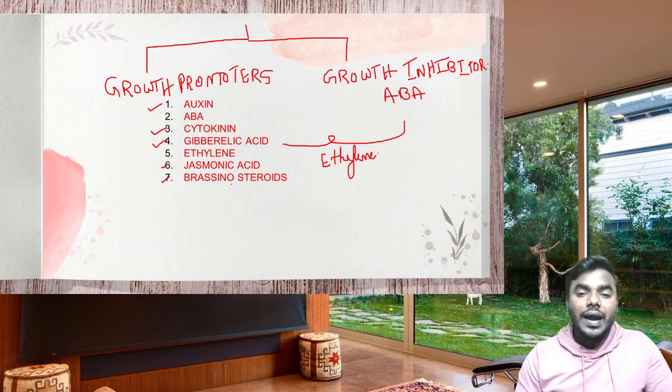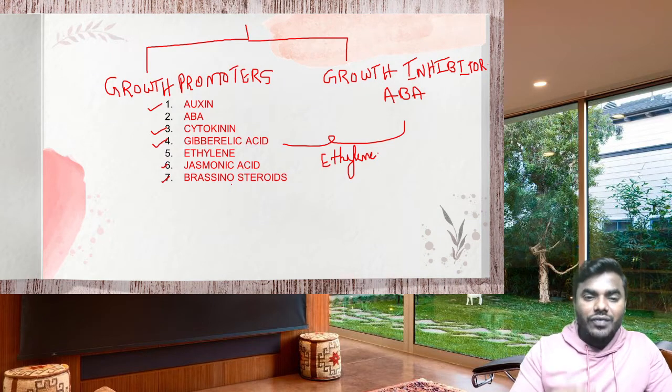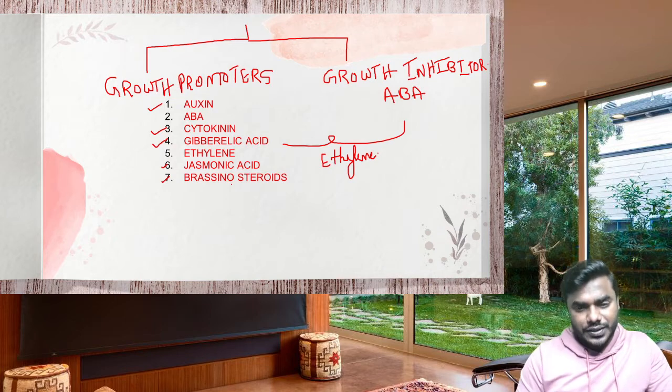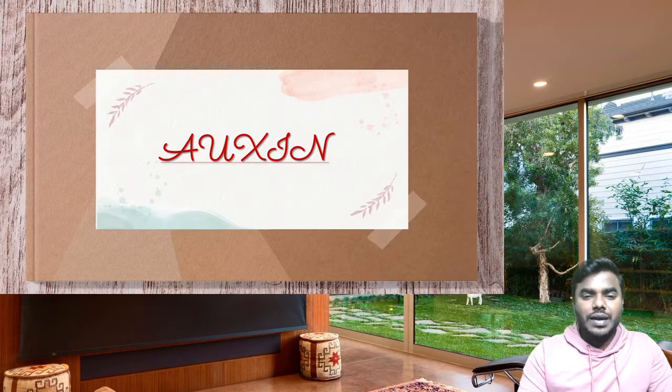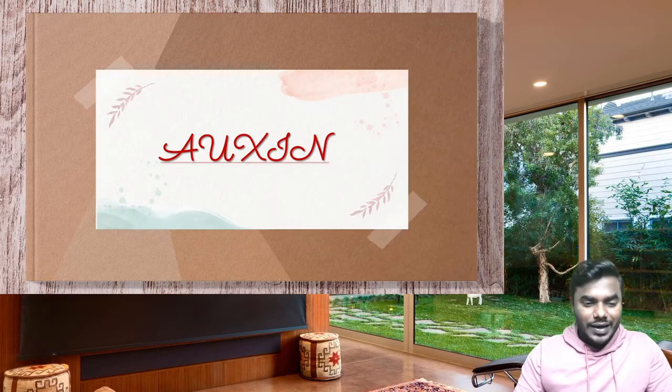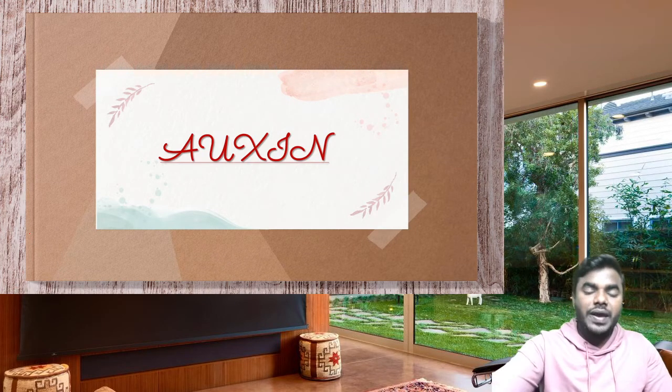They can act as a growth promoter, and even a growth inhibitor, depending on the condition. Let's understand one by one. So let's start with the first and most important hormone, that is auxin. So friends, I'll explain elaborately, just pay attention.